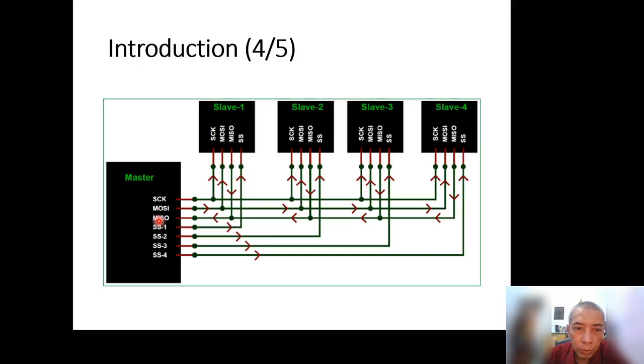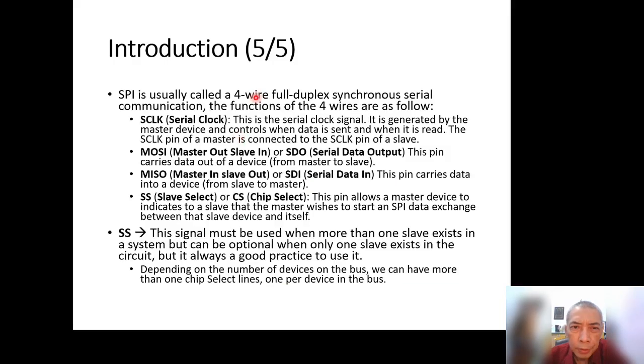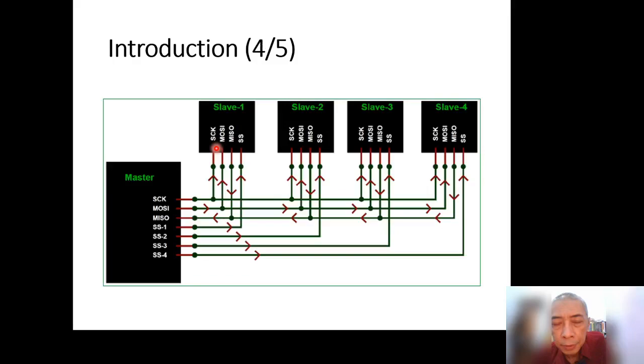SPI is usually called four-wire, full duplex. Why full duplex? Because the receiving data and transmitting data have separate lines. It's different from I2C, because I2C is half duplex. It only has SCL and SDA, and the SDA line in I2C is used only either to transmit or to receive data. But in the SPI connection, we have two separate lines.